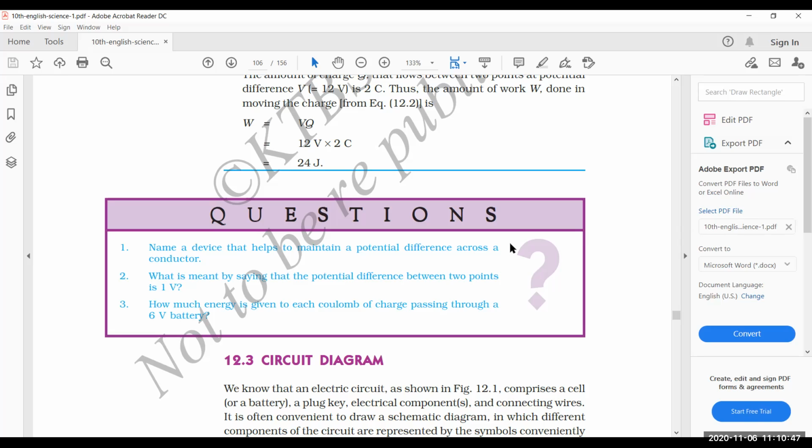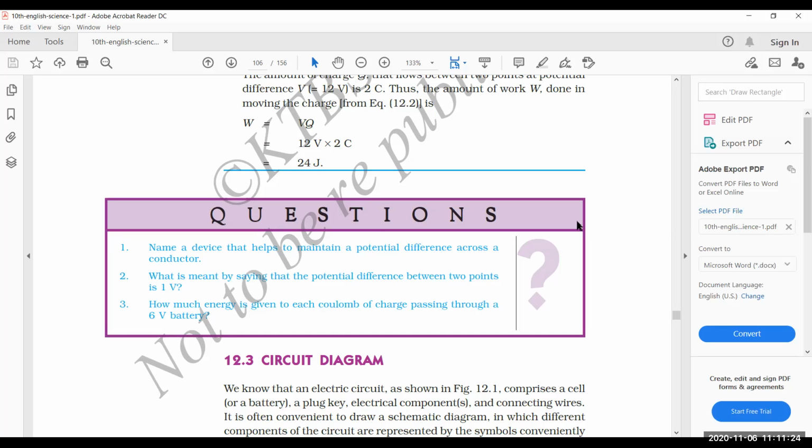Voltmeter. Yes. The device which helps to find out the potential difference also helps in maintaining the potential difference across the conductor. A battery is not a device; it is a source of energy, chemical energy. The source and devices are different here. So the device which helps to maintain a potential difference across the conductor is the voltmeter.